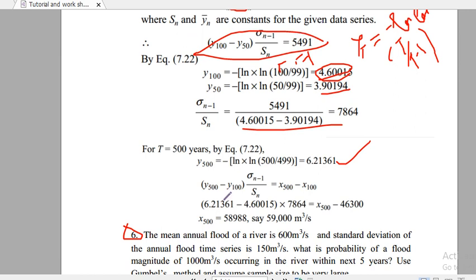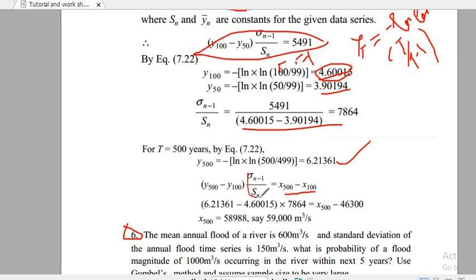So y500 minus y100, this value delta minus 1, is equal to what? x500 minus x100. That means xt at return period of 500 and x at return period of 100. By this value, which is already known, and this is already known, calculated as this in this case. Then by multiplying, this is what?